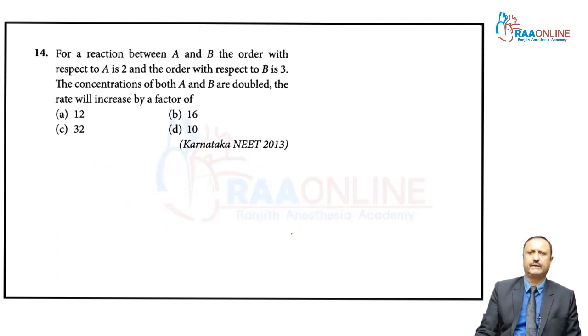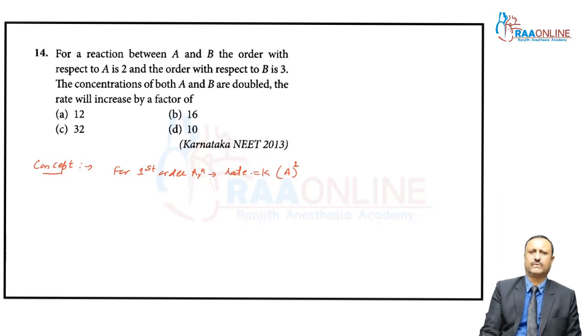For a reaction between A and B, the order with respect to A is 2 and the order with respect to B is 3. The concentrations of both A and B are doubled; the rate will increase by a factor of what? My dear students, here you can see the concept. For first order reaction, rate is equal to K into A concentration. Here power is 1, so it is called first order reaction. When you double the concentration, rate of reaction is also double. When you triple the concentration, rate of reaction is also triple.